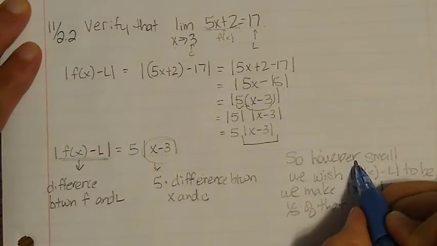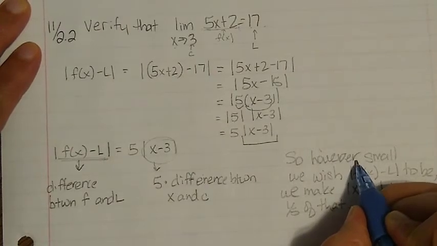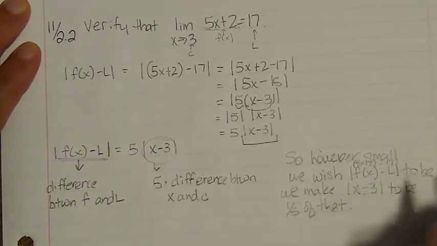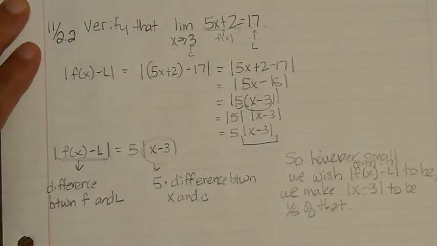This f of x is the 5x plus 2, and this L is 17.